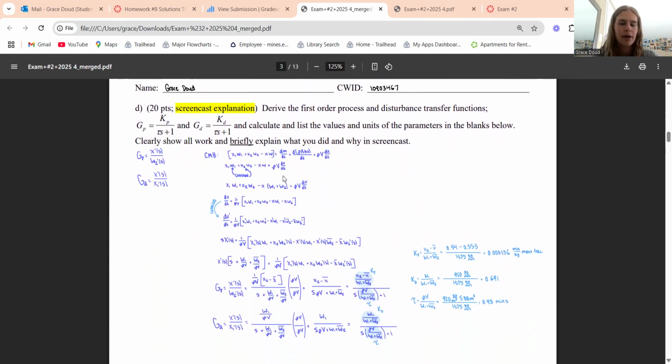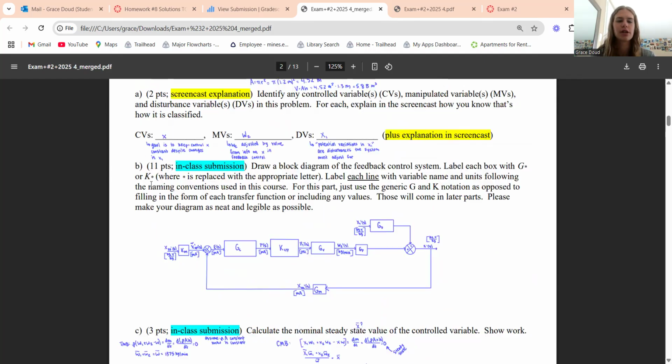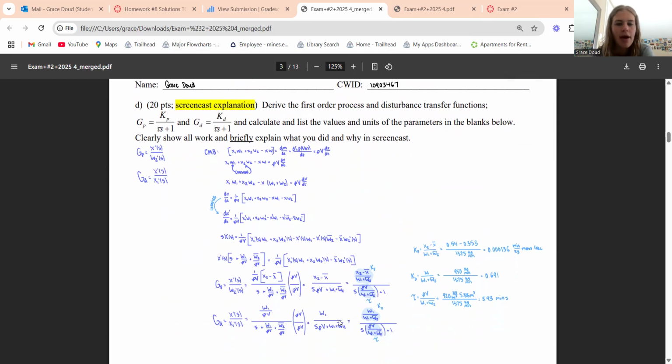To derive these, I pretty much used practice quiz 7, like the same steps for that. So I started with a component mass balance, and then since rho, A, and H are all constant, the problem tells us H and rho are, and then we know the area is constant, so we can pull those out, and then linearize it based on what's changing. We know that W1 and x2 are constant because it says so in the statement. Oh, and just to go back, these are the process and disturbance transfer functions that we need, which we get from the loop that we drew up here, the block diagram.